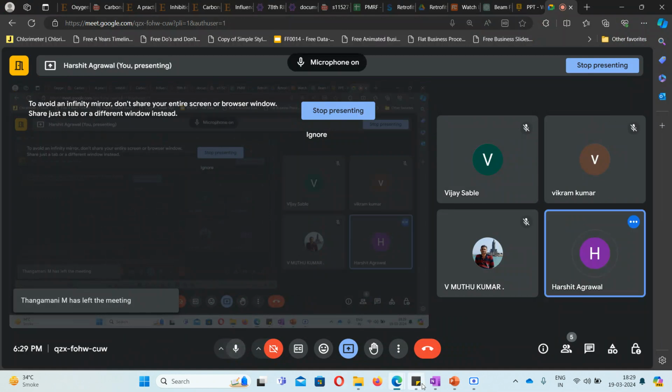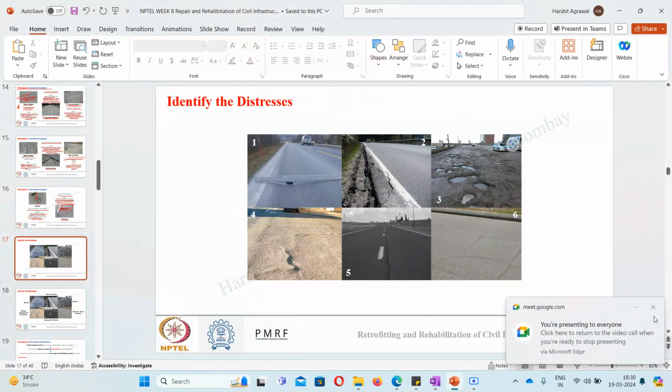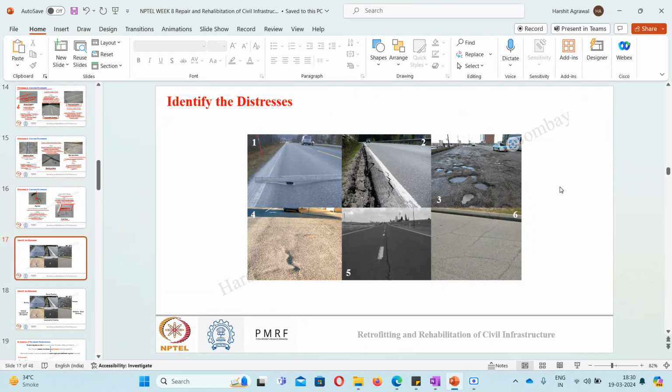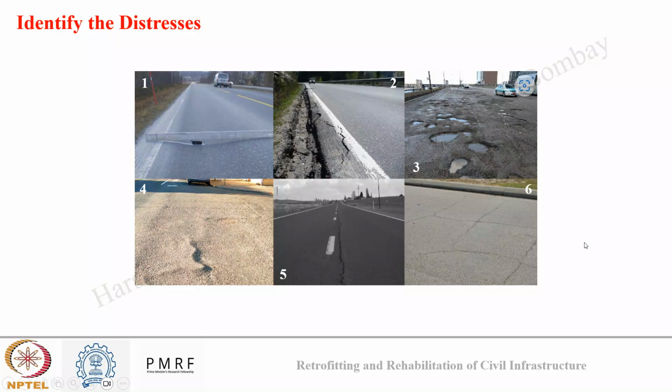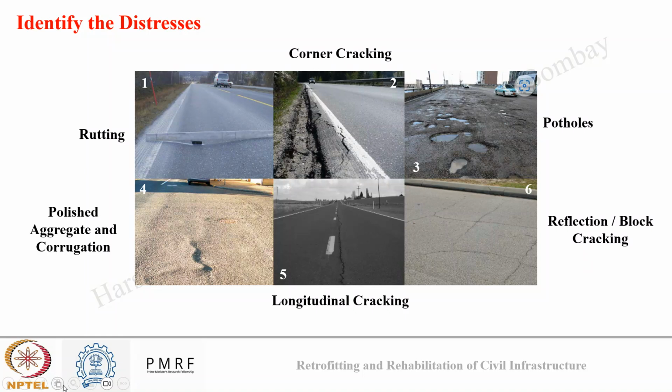Okay, let's see the solution to this question now. Okay, so in this image, the first image was showing the rutting cracking, as you can see in the form of depression. Okay, second is corner cracking. Third are potholes. Okay. In fourth, we see polished surface and corrugation both, because there are depressions across the road, and there is some wearing and tearing and shiny appearance of aggregate, polished aggregate.